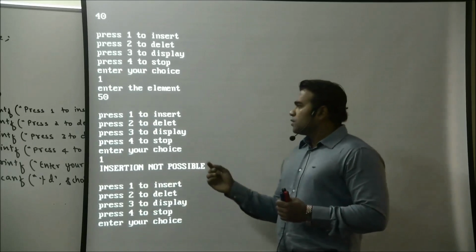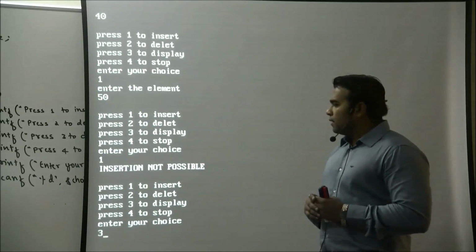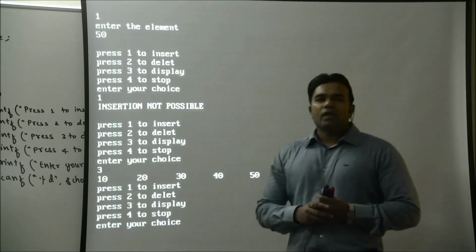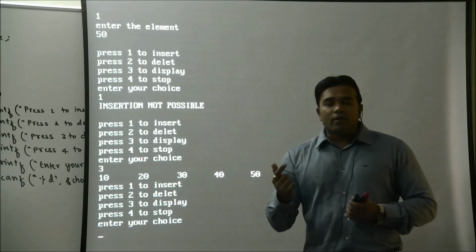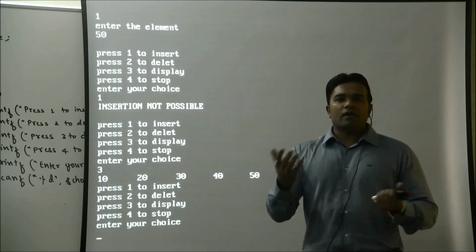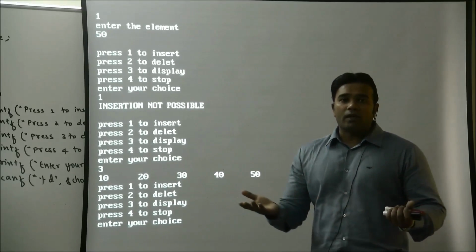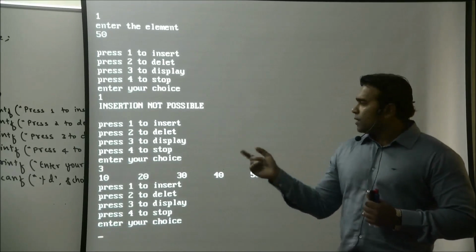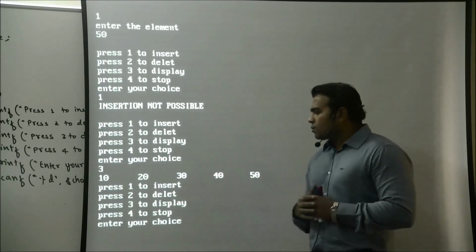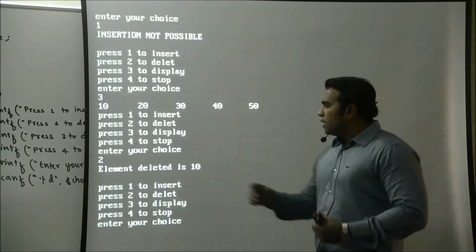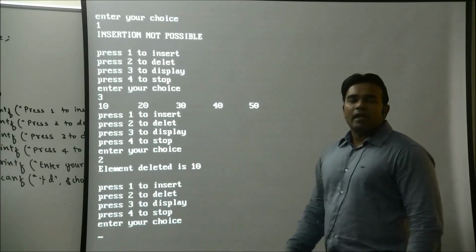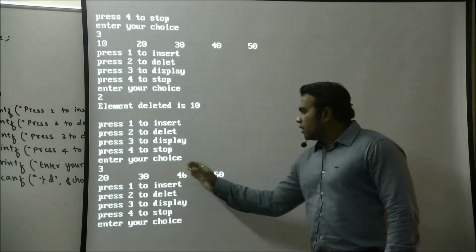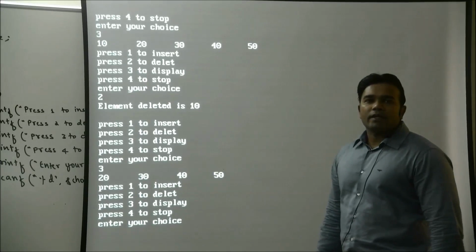Now I will display it by pressing 3, in which case I get 10, 20, 30, 40, 50. Correct. Now if I ask to delete, it is first in, first out. After all, it is a queue data structure; a circular queue is also a queue after all. So first in, first out means 10 will get deleted. Notice if I give the option 2, then the element deleted is 10. I can display it for you. Now if I display, I will get 20, 30, 40, 50.